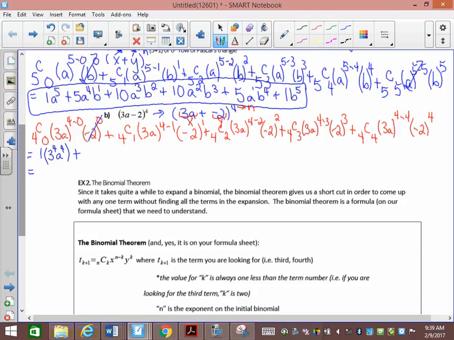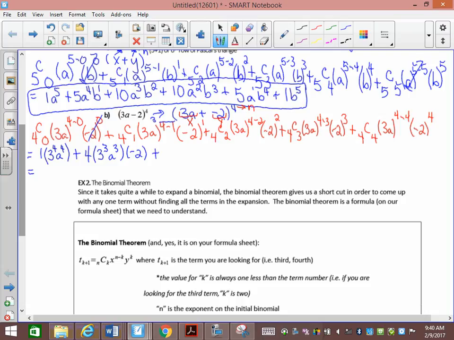Plus 4C1 is 4. Now 4 minus 1 is actually what? This is a 3, right? So we're going to go 3 to the 3, a to the 3. And then it's negative 2 to the 1, which is just negative 2. Remember, when a negative is raised to an odd exponent, it stays negative. When a negative is raised to an even exponent, it turns positive, right?